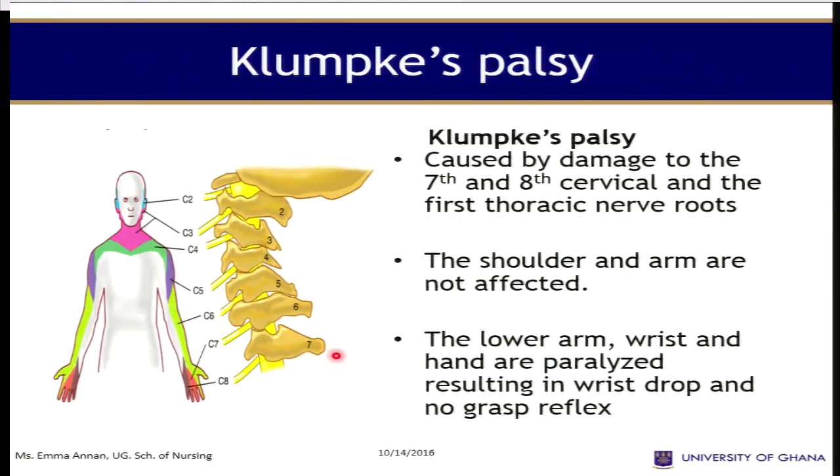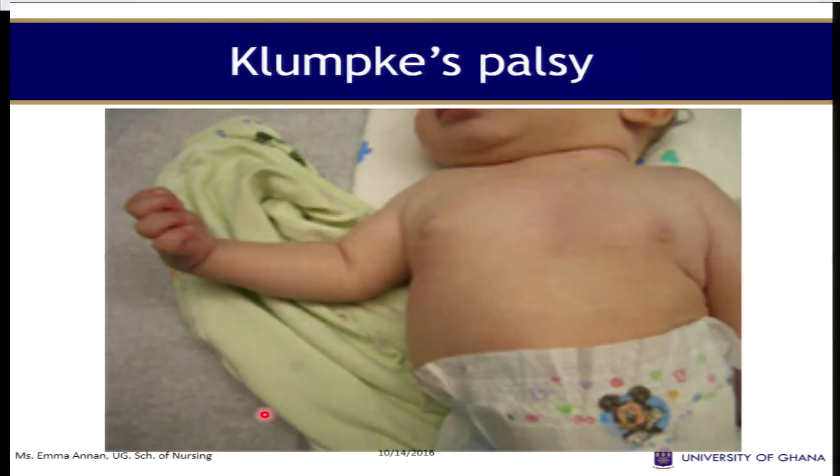Klumpke palsy is caused by damage to the 7th and 8th cervical roots. So here are the 7th and the 8th. The shoulder and the arms are not affected because the damage is somewhere around the wrist and the fingers. The lower arm and hands are paralyzed, resulting in wrist drop, and the patient cannot hold things firmly. So this is an image of a patient with Klumpke palsy.